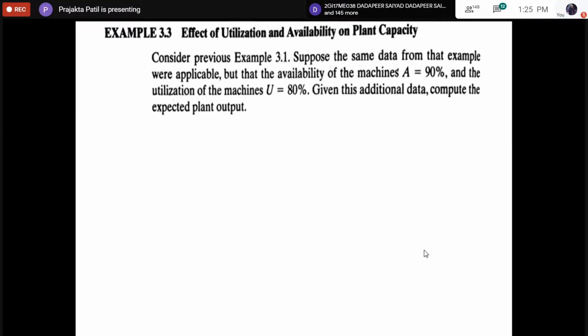Suppose the same data from the example were applicable, but that the availability of the machine is 90% and utilization of the machine is 80%. Given this additional data, compute the expected plant output. Just remember one thing. Whenever availability is not specified in the problem statement, we assume the availability to be 100%. But when it is specified, that's when you consider availability and get the solution.